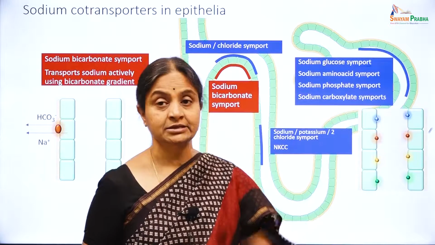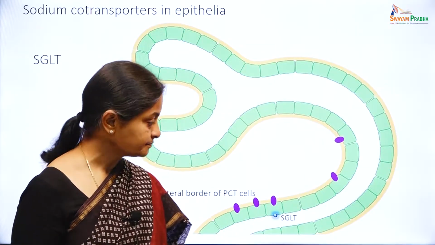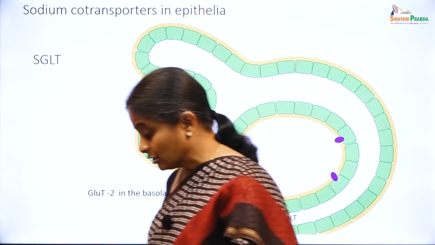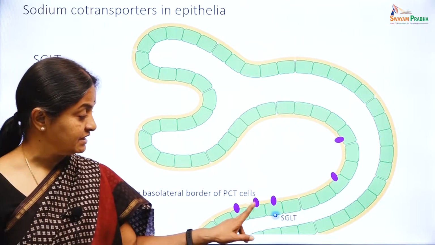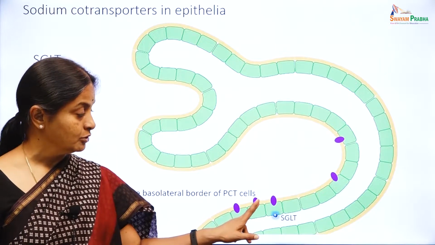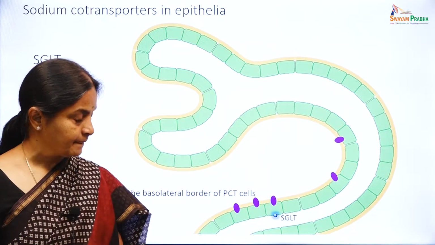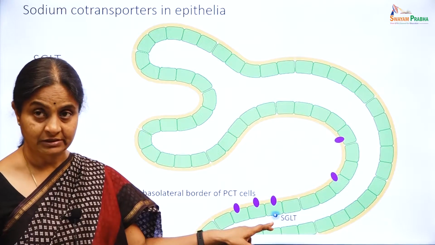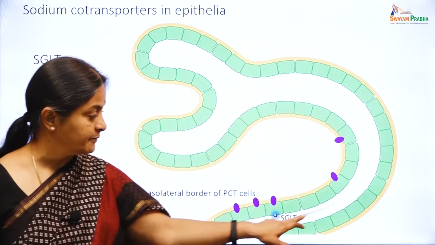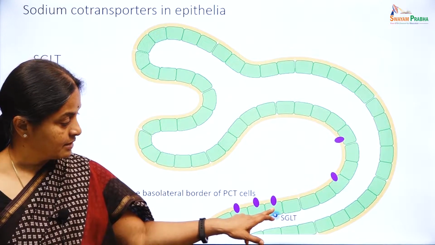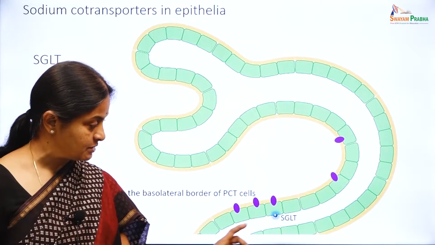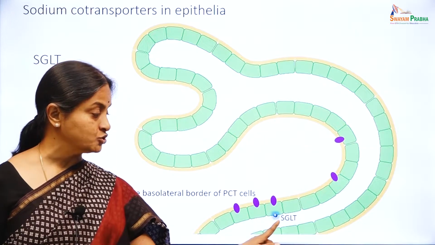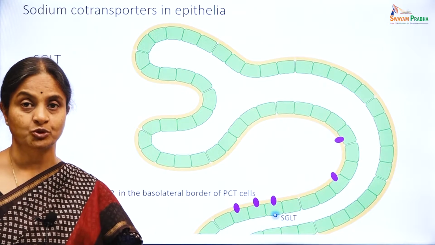Now, we will consider sodium glucose symport. In the session on facilitated diffusion, we saw that glucose moves out of the renal epithelial cell into blood via GLUTs, glucose transporters. And now we are going to see how glucose moves from the lumen, that is from the tubular fluid into the cell, and then it would go out of the cell through the GLUTs. The transporter which is responsible for absorption of glucose from the lumen into the cell is the sodium glucose cotransporter, or SGLT.